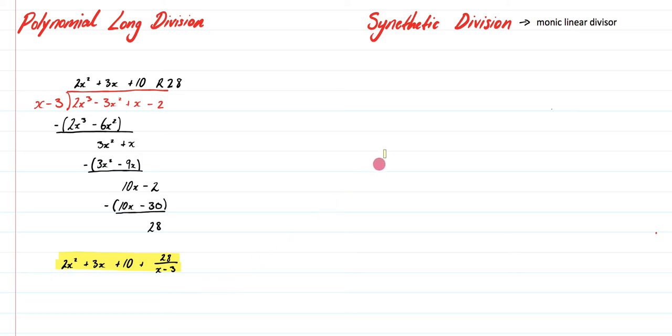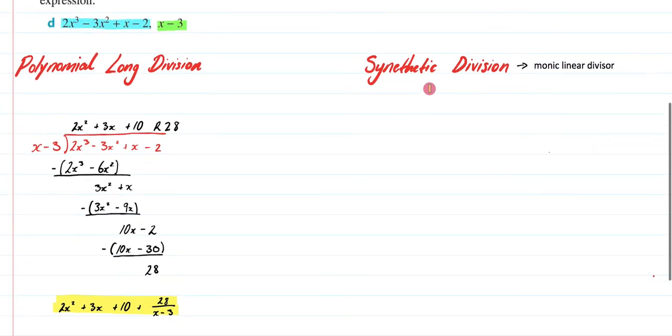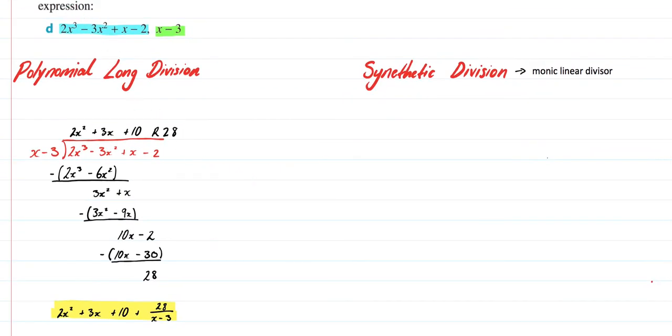Let's just zoom out and appreciate what we've done. Let's now move on to our synthetic long division method. Now this is far quicker, but it is a shortcut, so you have to be careful with it. What we're going to do is first look at our divisor. Our divisor is x minus 3, which means our root is 3. In other words, if I take x minus 3 and set it equal to 0, I'm going to get x equal to 3.